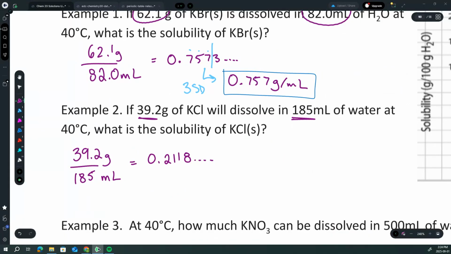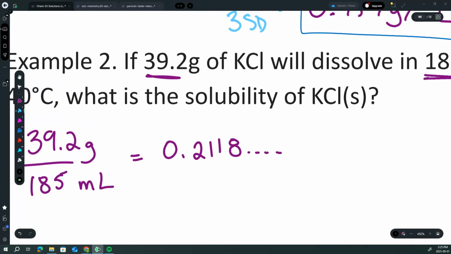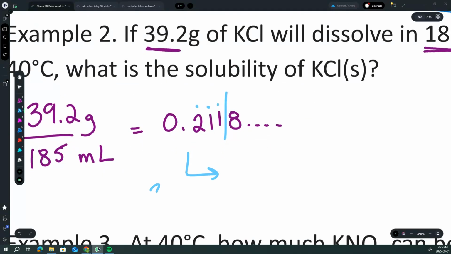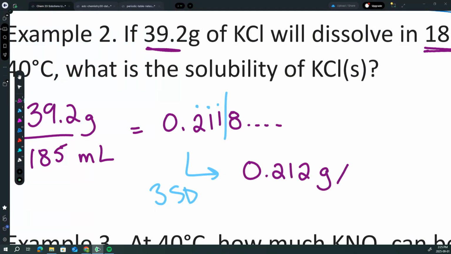If I look at the two numbers given to me that I actually used, the 39.2 and 185 milliliters, both of those have 3 sig digs. So I count 1, 2, 3. There's my cutoff line. 3 sig digs. So 0.212 grams per milliliter.